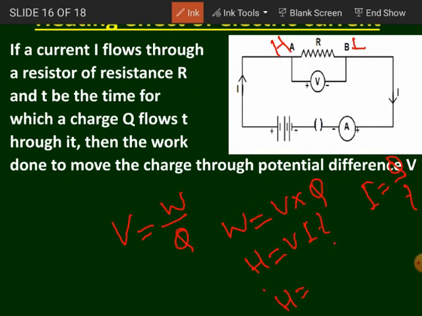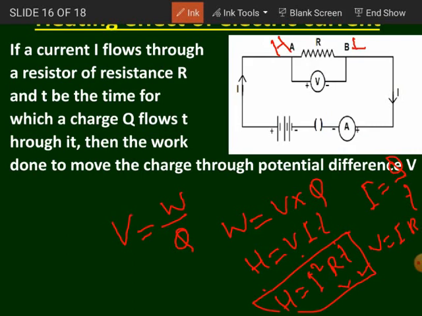V is equal to what? IR, from your Ohm's law. V is equal to IR. So if you replace this V by IR, then it will be IR into IT, right? So I square RT. This is the expression of heat produced or developed through this resistor when current I flows through it for a time T, having resistance R.